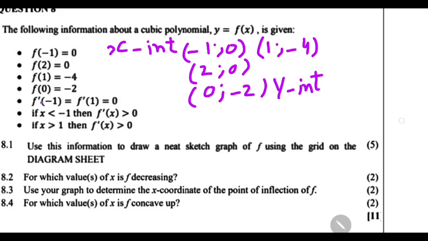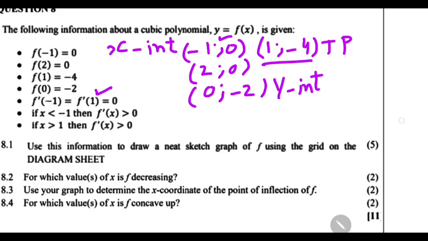Now he says the first derivative at x equal to -1 and the first derivative at x equal to +1 is 0. So these are your turning points, because the first derivative at x equal to -1 and +1 is 0. This is your turning point, because at x value 1, the y value is -4, and the first derivative at x equal to 1 is 0. So at the turning point, the first derivative is equal to 0, and the second turning point is going to be this one, because x is -1, y value is 0.